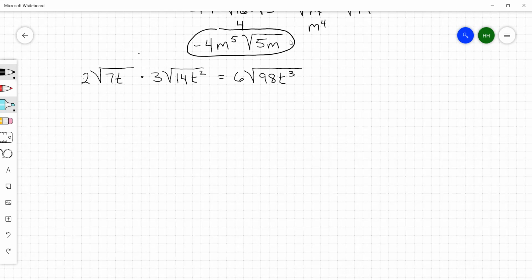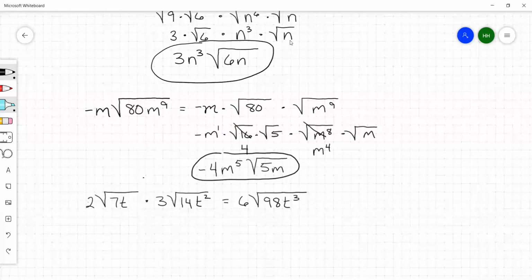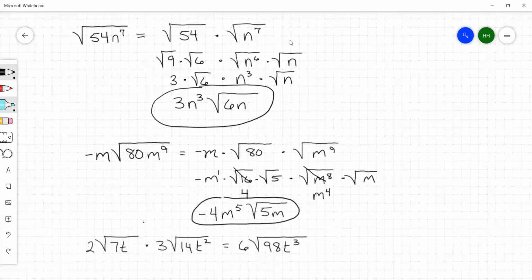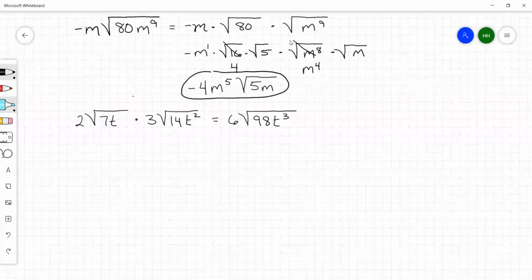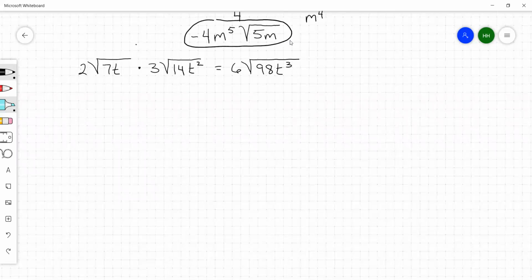Now, you go back to what we just did on these previous problems, where we took it apart. And right here, we took it apart. So now, unfortunately, you put it together, but you've got to take it back apart. And what you get here is 6 times the square root of 98 times the square root of t to the third. And now you simplify individually. So don't forget to bring down your 6.